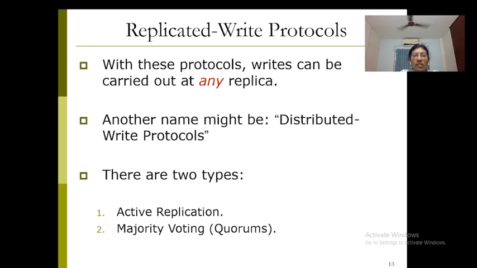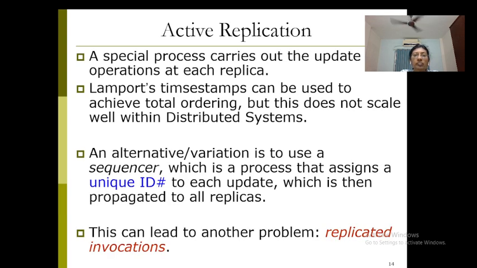Replicated write protocols. With these protocols, writes can be carried out at any replica. Another name might be distributed write protocols. There are two types, active replication and majority voting quorums. Active replication. A special process carries out the update operations at each replica. Lamport's timestamp can be used to achieve total ordering, but this does not scale well within distributed systems. An alternative variation is to use a sequencer, which is a process that assigns a unique ID number to each update, which is then propagated to all replicas.